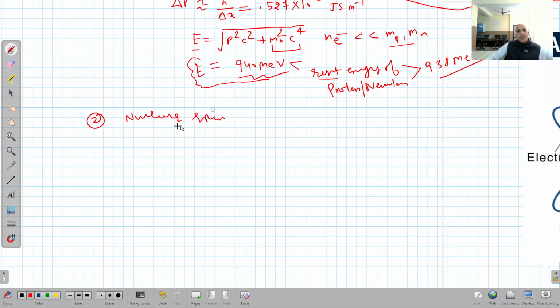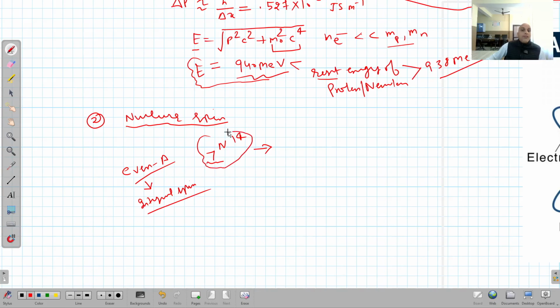We have seen that in the case of 7 nitrogen 14, according to this proton neutron theory, the total spin, as it is an even A nucleus, should, according to experimental observations, be either zero or an integral spin. But we have seen that in the proton electron theory, the nuclear spin of this nucleus was half integral, right? But experimentally it was integral.